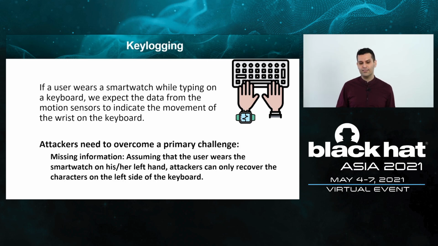However, attackers still need to overcome a primary challenge, which is the missing information. Assuming that the user wears the smartwatch on his left hand, attackers can only recover the characters on the left side of the keyboard. So the characters that were typed on the right side of the keyboard are missing in the word that they are trying to recover.